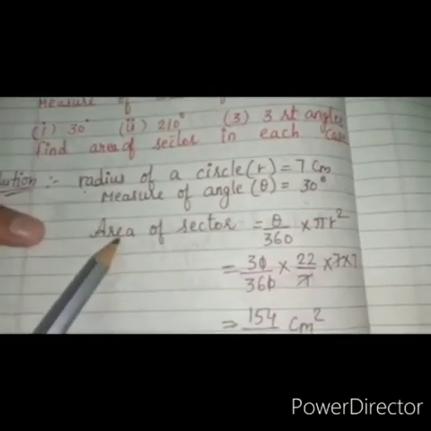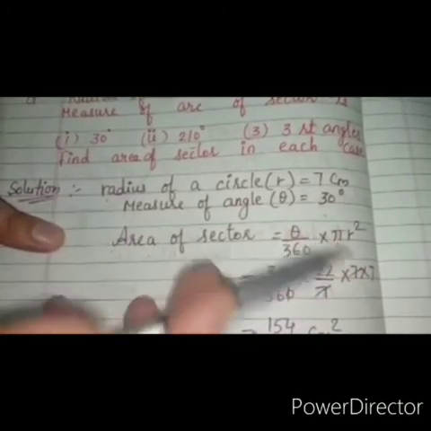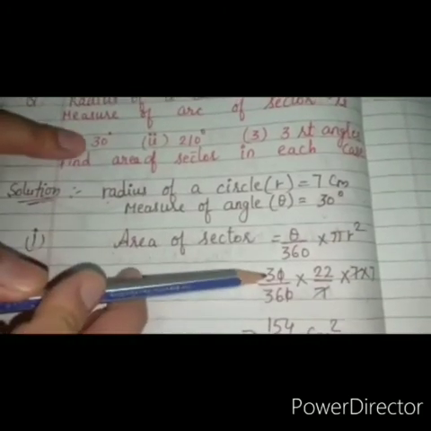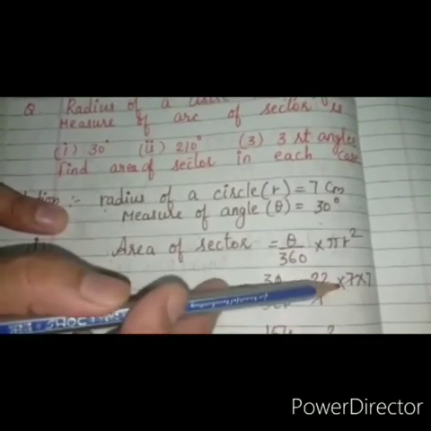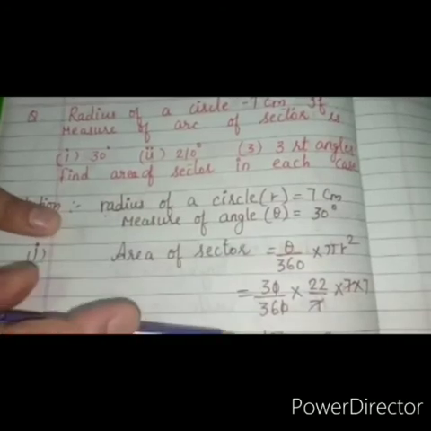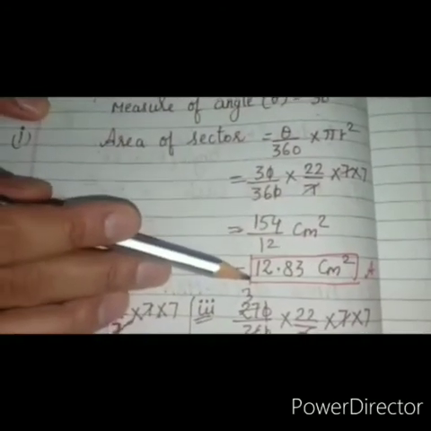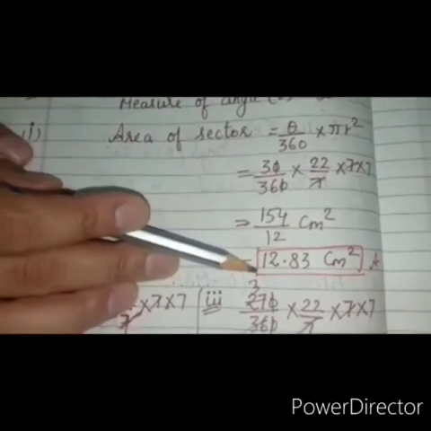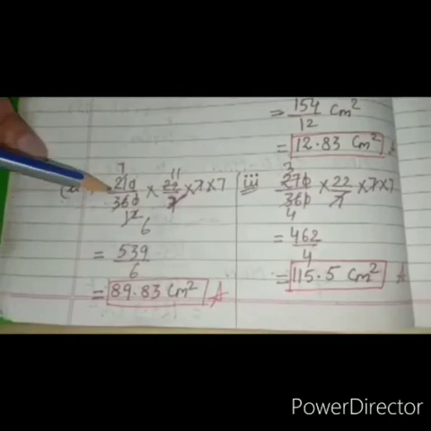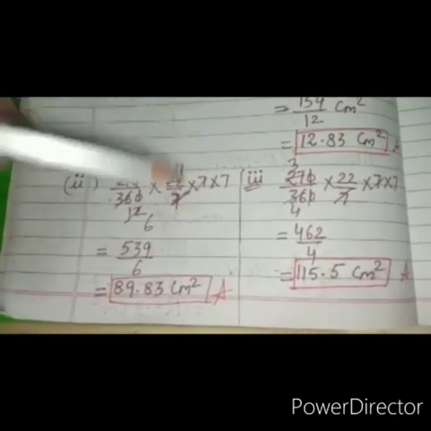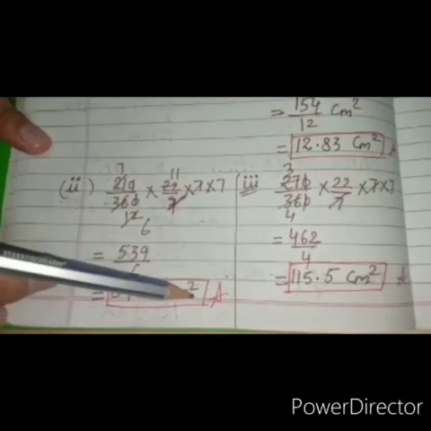Again the formula you will use: area of sector, which is theta upon 360 multiply pi r square. First case, 30 degree angle, 30 upon 360 multiply 22 upon 7 multiply 7 multiply 7, which comes 154 upon 12, and which comes 12.83 centimeters square, which was the first case. Now the second case, the angle is 210 upon 360. You will calculate amongst yourself and you will find out 89.83 centimeters square.